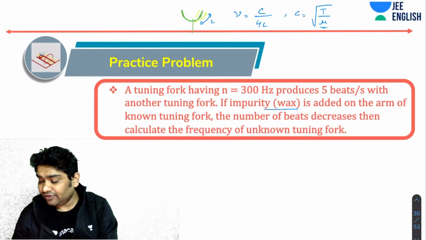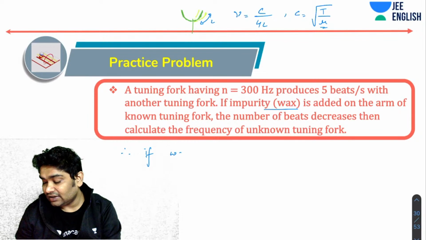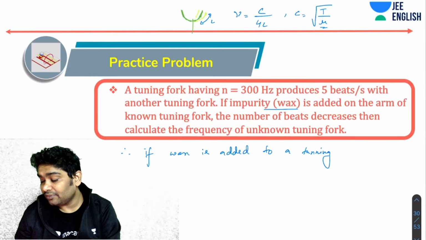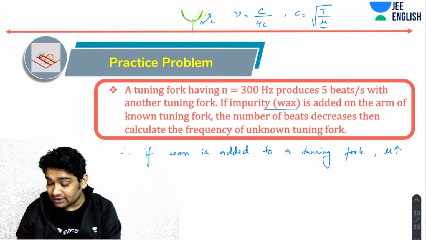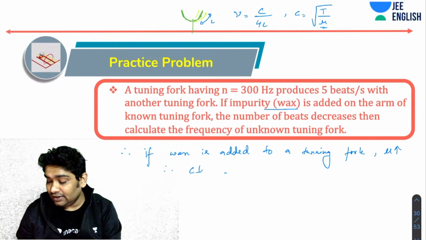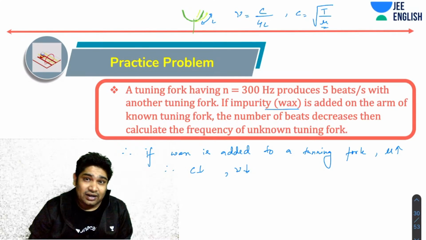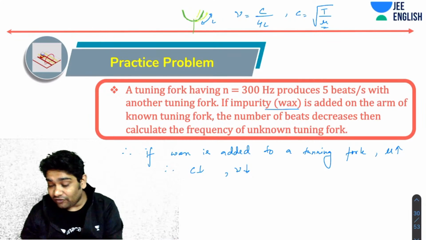What happens is, if wax is added to a tuning fork, what are you essentially doing? We are increasing mu. Mu increases. Now, if mu increases, therefore C decreases, and therefore the frequency decreases. So that is why when you load a tuning fork with wax, you see its frequency decreases.